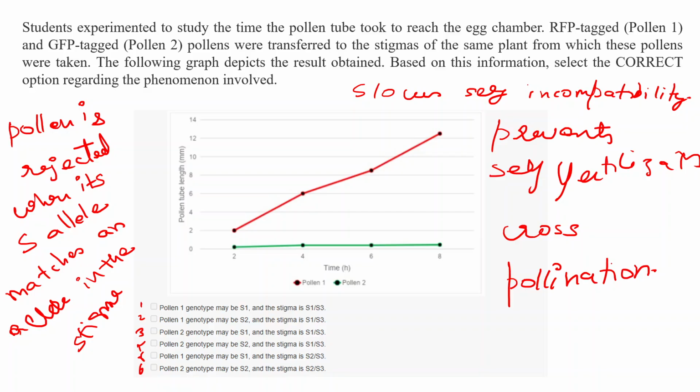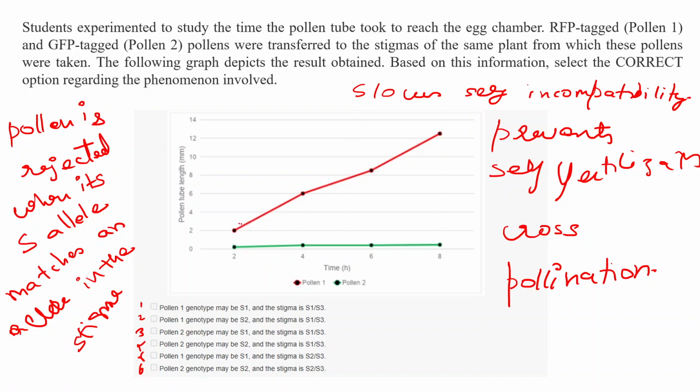Okay, so now let us look at the question. Here we can see that pollen 1, which is red in color, grows, whereas pollen 2, which is green in color, fails to grow. So if we apply this gametophytic self-incompatibility logic, a stigma heterozygous for two S alleles will reject any pollen whose haploid S matches either stigma allele. So a pollen grain is accepted only if its S allele does not match either allele which is present in the stigma. So if it is S1 or S2 and the stigma is also S1 and S2, then it cannot happen.